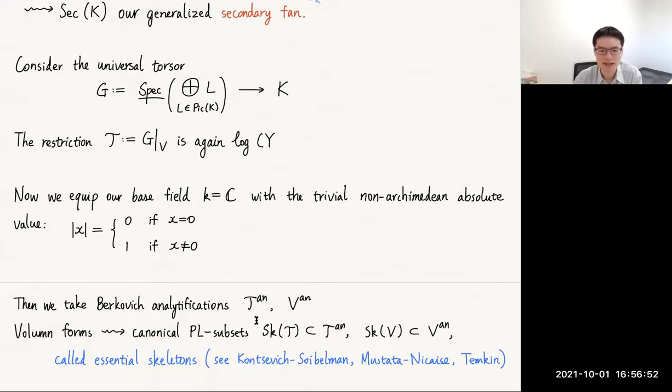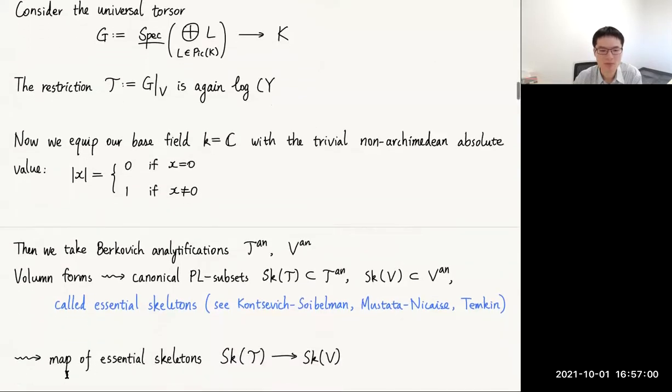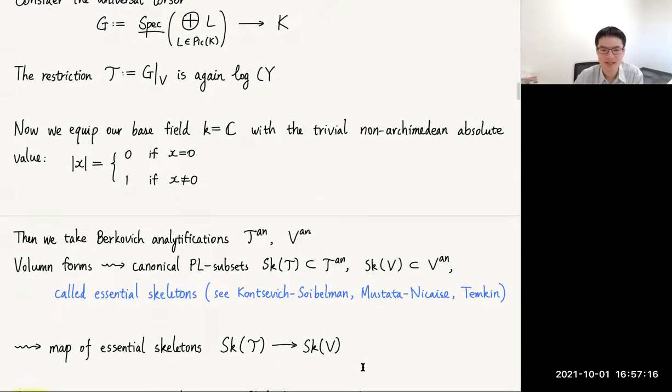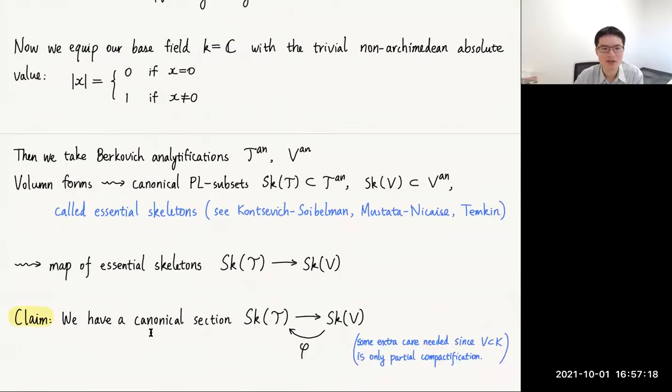Okay, so we have these analytifications, and we had this map from T to V, and we get a map of essential skeletons between T and V. Now the claim is that we actually have a canonical section of this projection map from the essential skeleton of T to the essential skeleton of V. We have a canonical section phi.